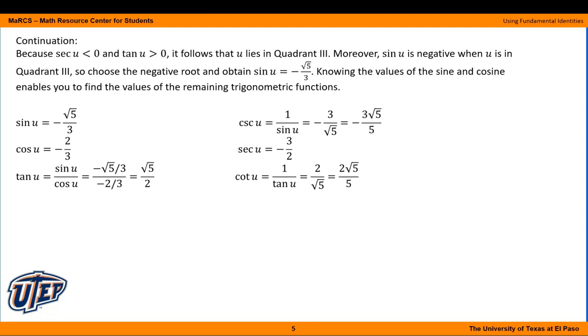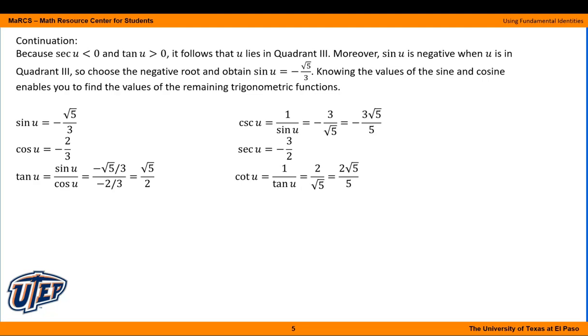Now let's determine the correct sign for sine. We're told that secant is negative and tangent is positive. Since secant has the same sign as cosine, cosine must be negative. And because tangent is positive, sine and cosine must have the same sign. The only quadrant where both conditions are true is quadrant 3. In quadrant 3, sine is negative. Therefore, we choose the negative value for sine.